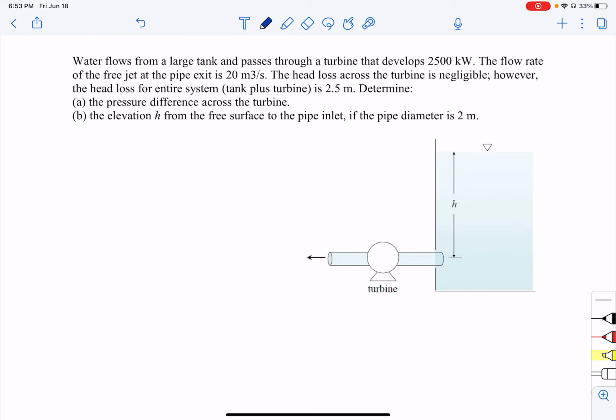In this question, we have a large tank and water flows to it and passes through a turbine. And this is the power of the turbine that we have. It said that it's just coming out of the turbine. Also, another important thing is that the head loss across the turbine is negligible, but the head loss for the entire system is 2.5 meters. Now they want to find the pressure difference across the turbine.